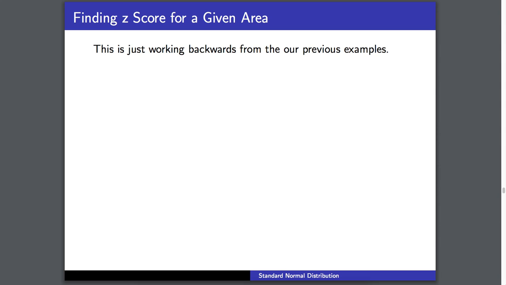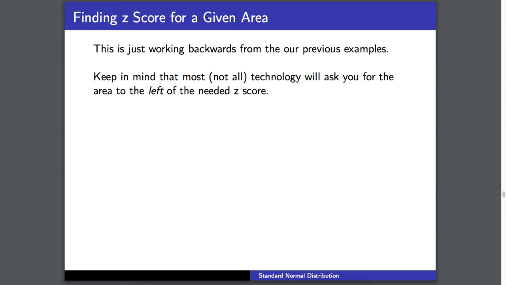Again, we're going to use the same program, and I will have a link in the description to that program. But if you have other technology that you would like to use, by all means, go ahead. Keep in mind, though, that most, but not all of it, is going to ask you for the area that's to the left of the needed z-score. So you might have to adjust things a little bit with your input values.